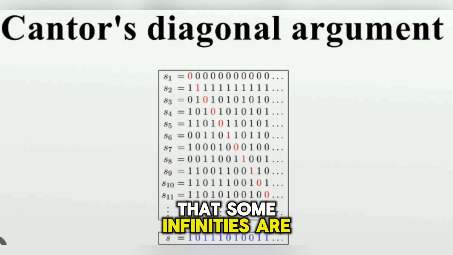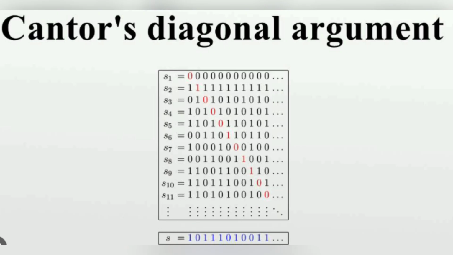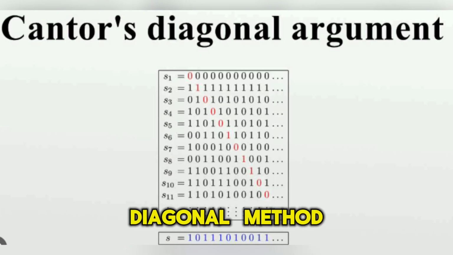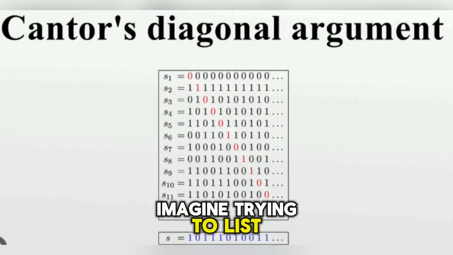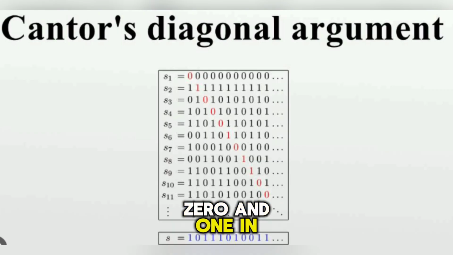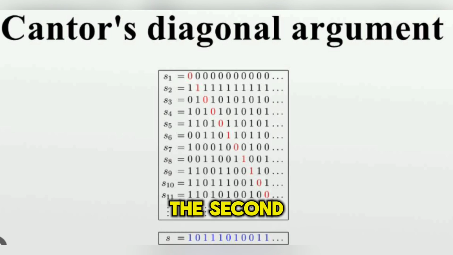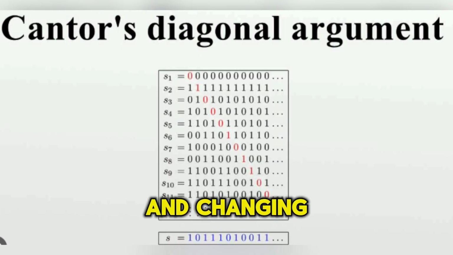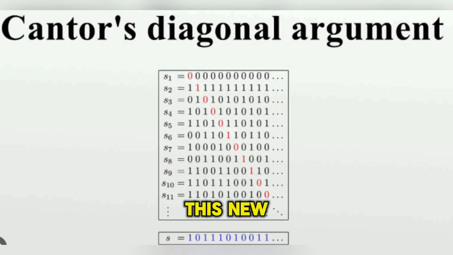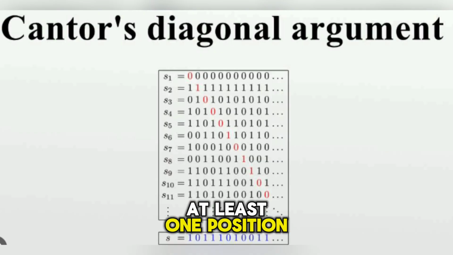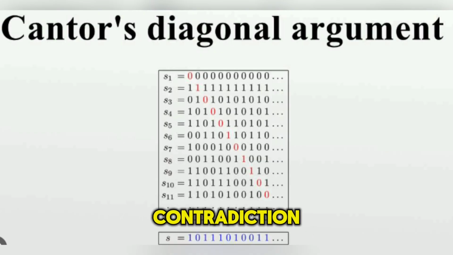So, how do we prove that some infinities are bigger than others? Cantor used a brilliant diagonal method. Imagine trying to list every real number between 0 and 1 in an infinite table. We can construct a new number by taking the first decimal digit of the first number, the second of the second, and so on, and changing each digit. This new diagonal number is guaranteed to be different from every number on the list because it differs from each at least one position. Since this number exists, but is not on our complete list, we have reached a contradiction.